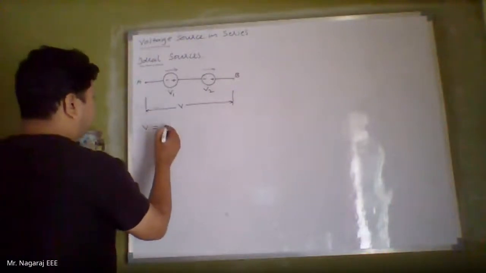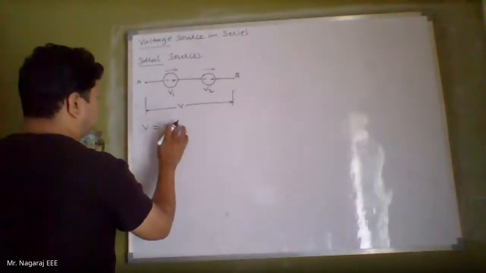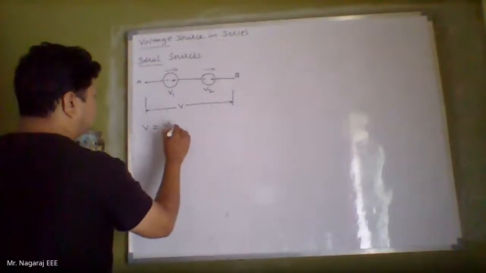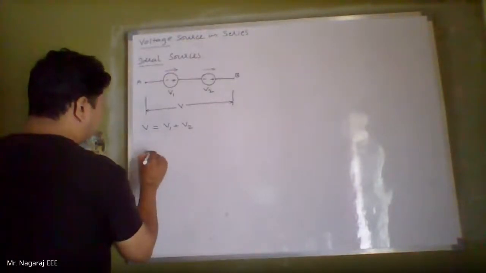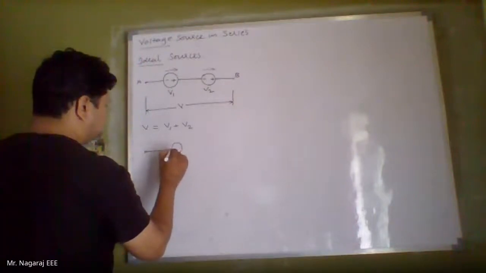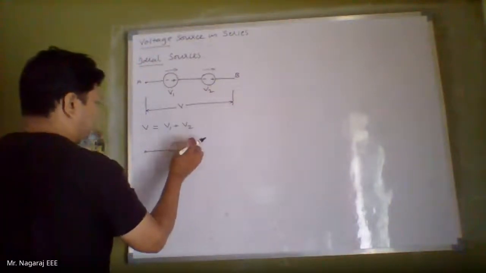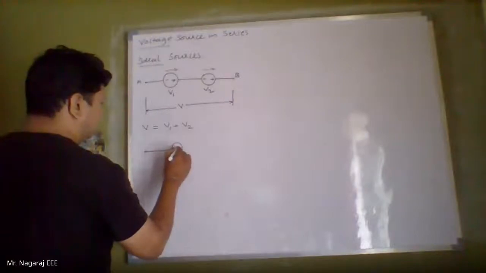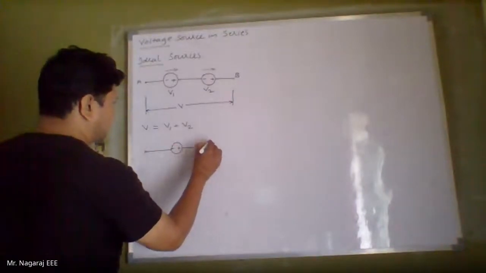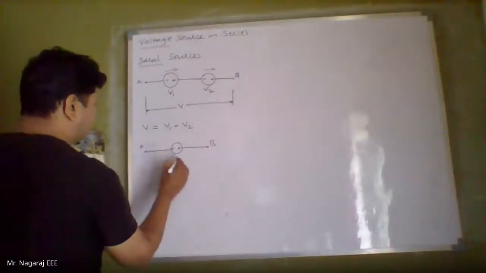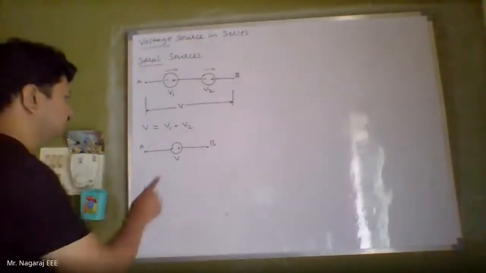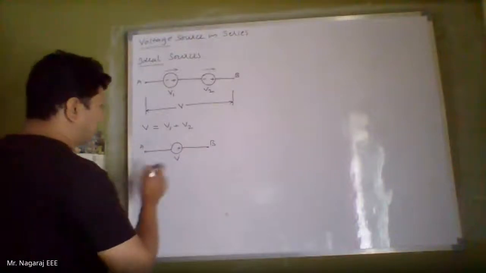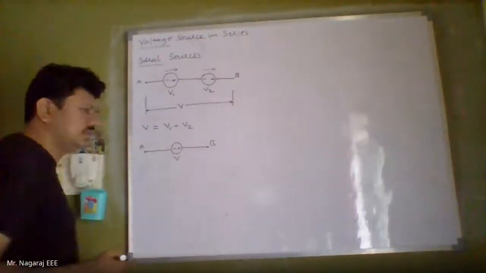V is equals to V1 plus V2. So what I will do now, I will represent the voltage between A and B with only single source.